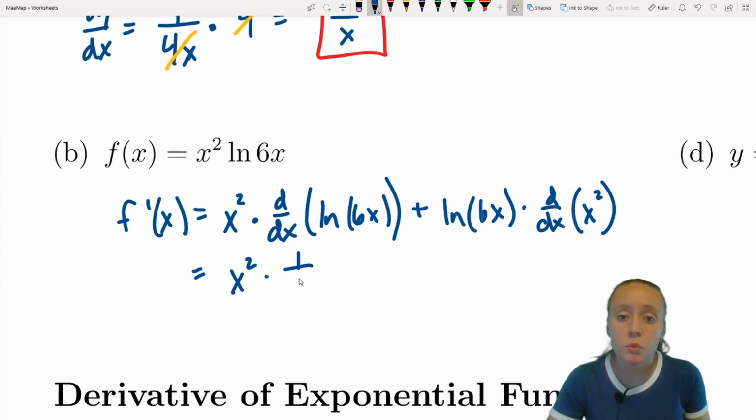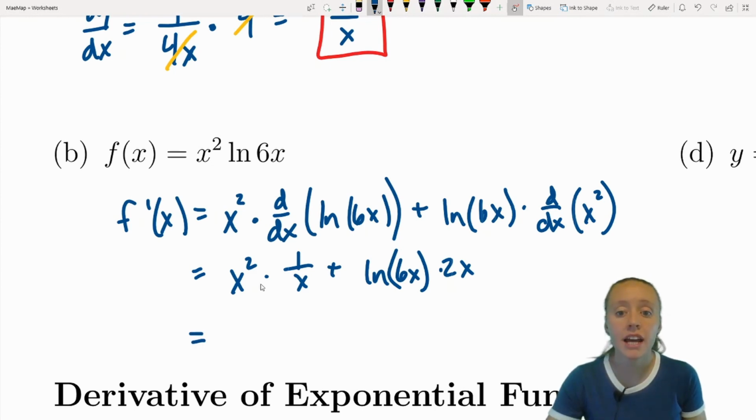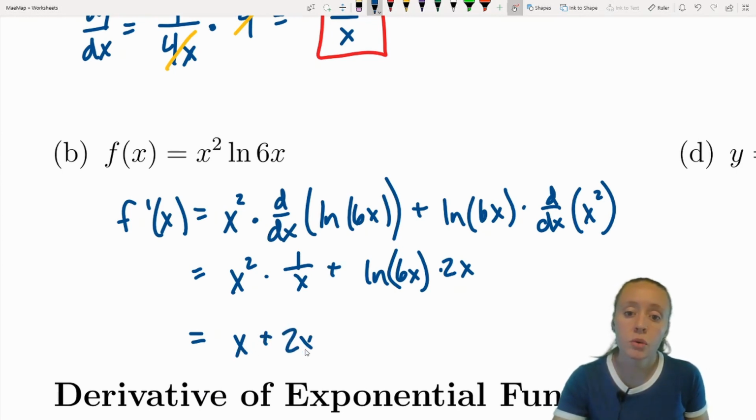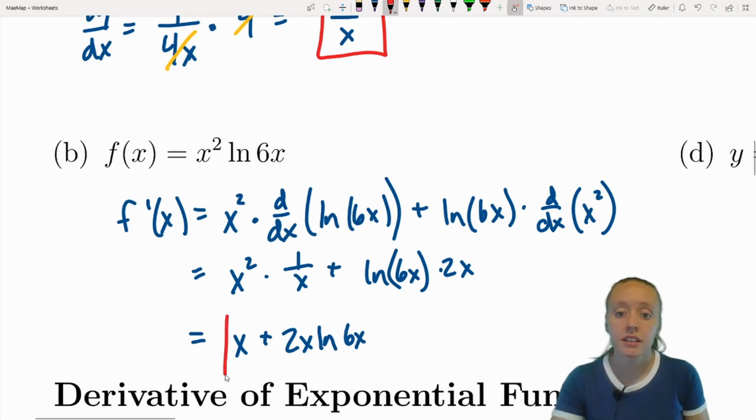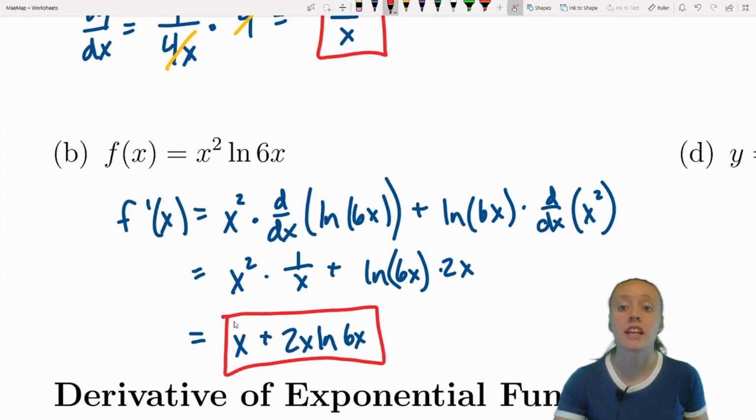So this becomes 1 over x, and then I'll add that to the ln of 6x, all multiplied by the derivative of x squared, which is 2x. Simplifying this down, x squared over x becomes x, so I have x plus 2x times the ln of 6x. And that's my derivative for part B.